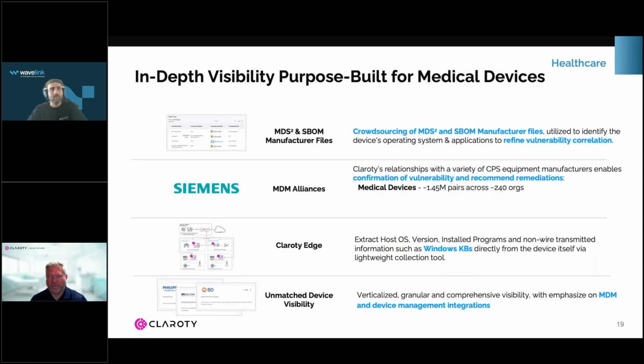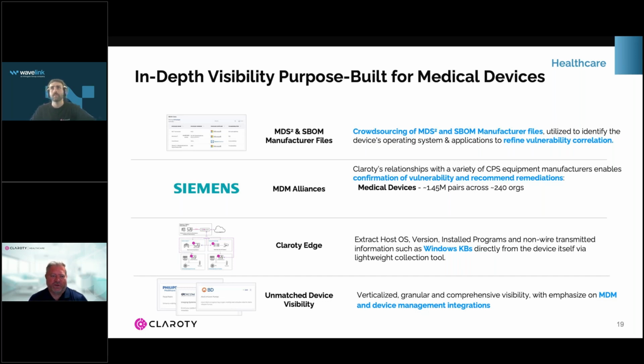So, for example, we would use the MDS or the SBOM from manufacturers to identify operating system applications, refining vulnerability correlation. We also have really strong relationships with the MDMs. Looking at our MDM alliances from a Clarity standpoint, we've got 1.45 million pairs across 240 different MDMs. So that's a really strong library of asset information that we have that can create and confirm vulnerability and help us to make recommended remediations and compensating controls.